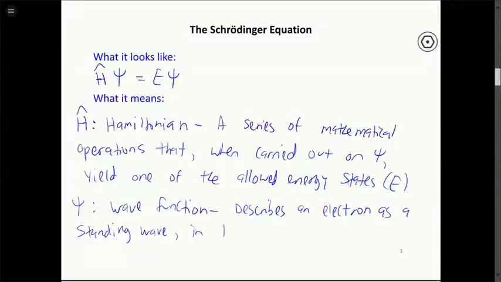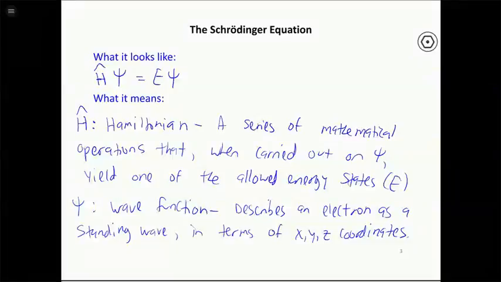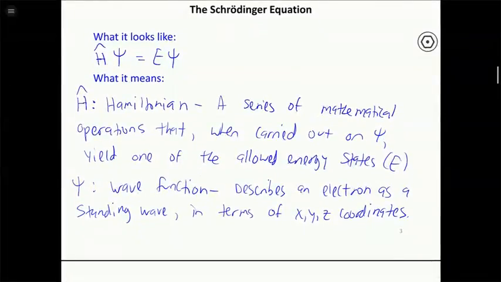And the function is parameterized in terms of x, y, and z coordinates, so it's a three-dimensional function. Although in reality we usually think of it more in spherical coordinates, where you have the nucleus at the center and then some distance r from the center. But you can think of it as x, y, and z as well. It depends on how you write the equation.